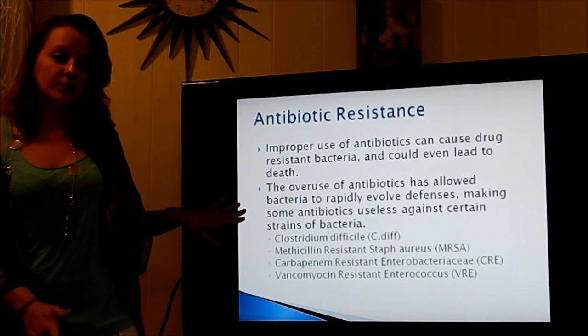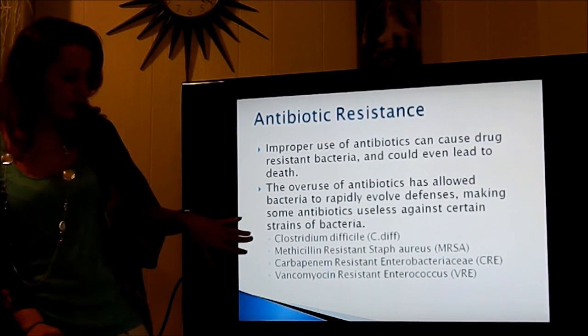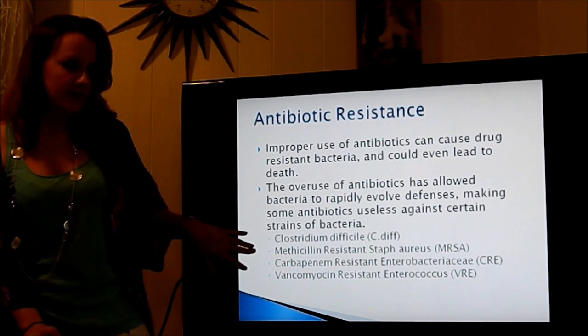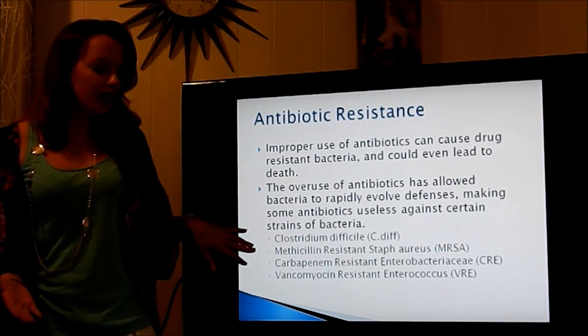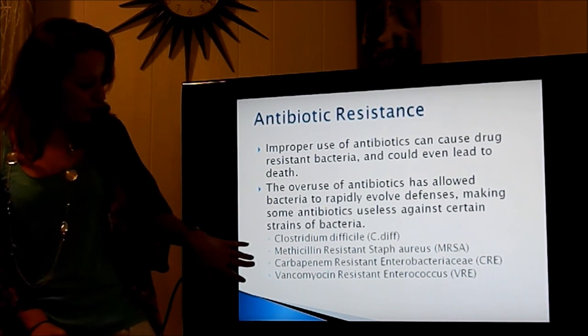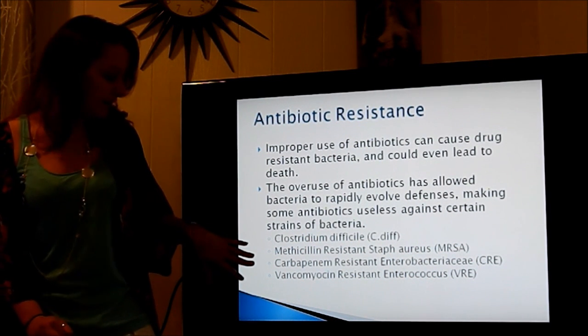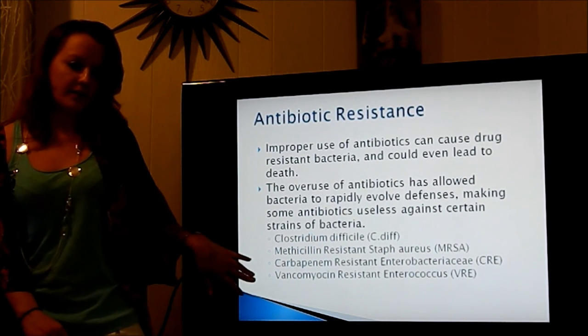And some examples of those resistant strains of bacteria are Clostridium difficile, also known as C. diff, methicillin-resistant Staph aureus, a lot of people know it as MRSA, carbapenem-resistant Enterobacteriaceae, also known as CRE, and also vancomycin-resistant Enterococcus.